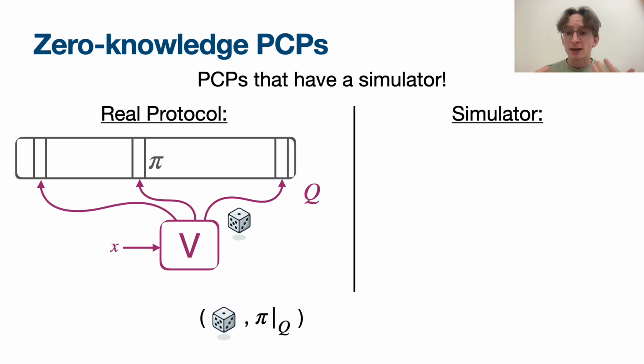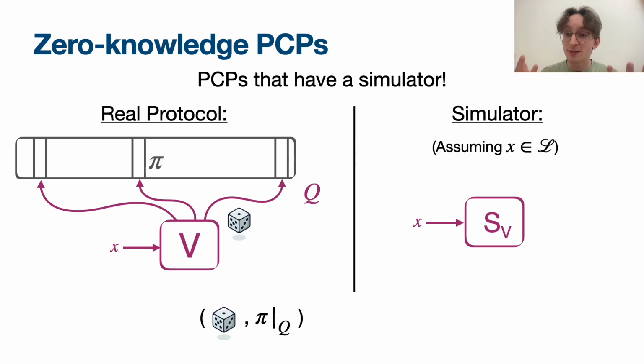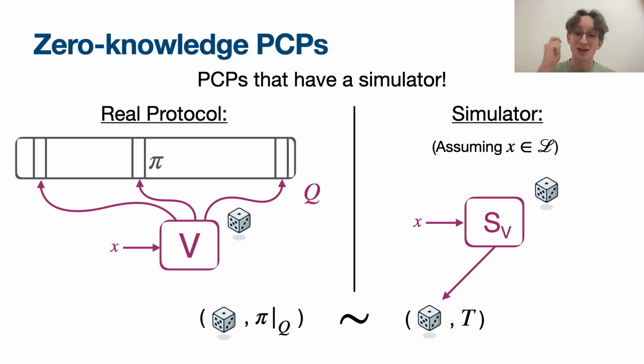So then we want a simulator that can output the same thing. Under the assumption that we're in the honest case, that the proof is an honest proof and X is in L, otherwise it doesn't make sense to ask for a simulator, we want there to be a simulator which is going to get as input X. It's going to have the same runtime and the same powers as the verifier. So it's going to have some randomness, it's going to be poly time, and it's going to have to output the view of the verifier, right? And for this to be perfect zero knowledge, we ask that T is distributed identically to pi restricted to Q, and the randomness, the whole thing, should be distributed identically, not just T.